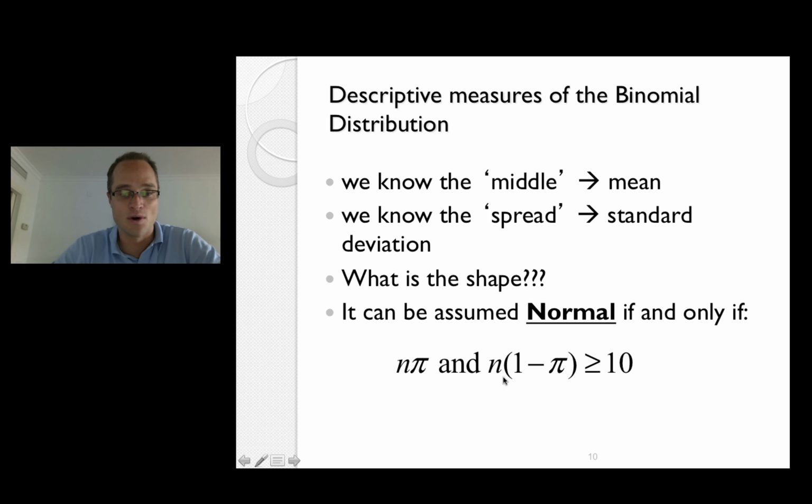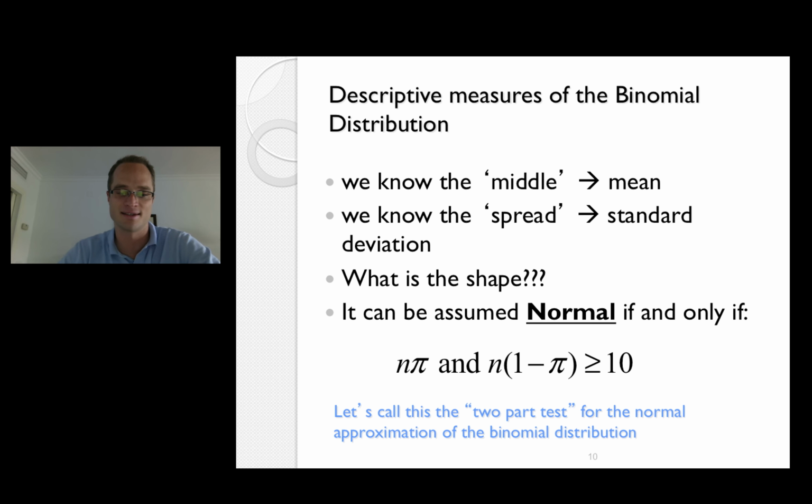And it's not an or, it's an and: n times the probability of a failure has to be 10 or more. If these two conditions are both satisfied, then we can safely approximate this thing as normal. I'll show you a little demonstration to illustrate why this is the case. Now, if this condition isn't held, and we're going to call this the two-part test because it has two parts, two conditions.